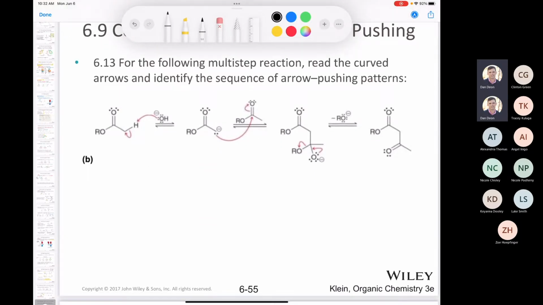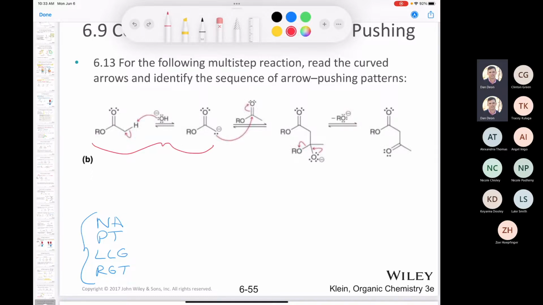It says, for the following multi-step reaction, look at the curved arrows and identify the sequence of arrow pushing patterns. Remember, the four patterns are, in no particular order, nucleophilic attack, proton transfer, loss of leaving group, and carbocation rearrangement. Every one of these steps, step 1, 2, and 3, has to involve one of those types of mechanisms. So let's look at the first step. Step 1, we're starting with this ester, and then we're going over here to this carbanion. So step 1 is all of this together, up to this point. This arrow here is part of the next step.